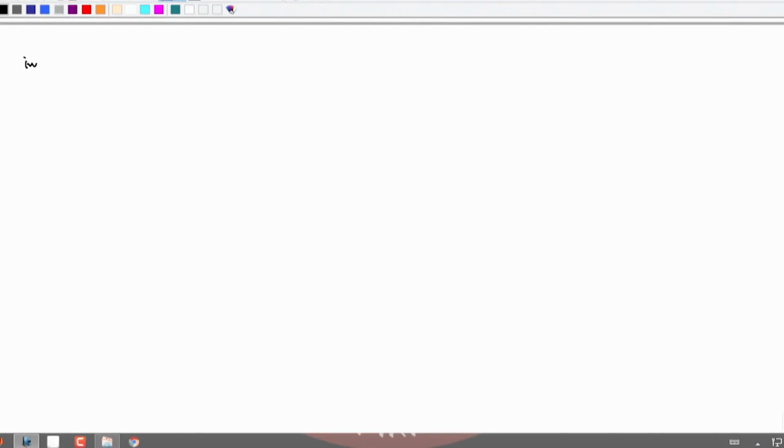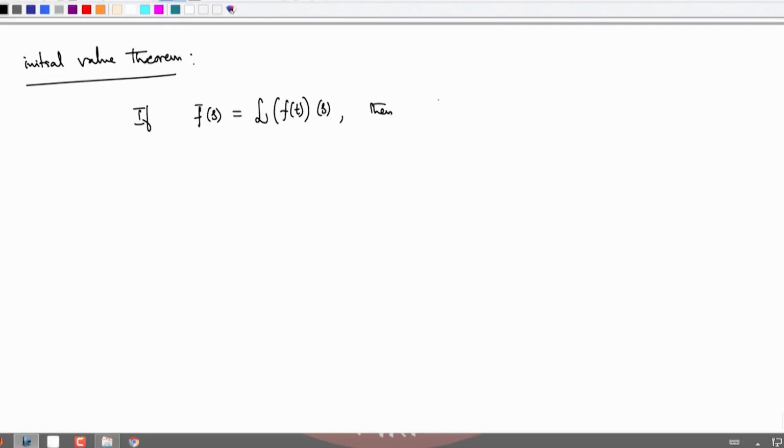So, let me write this initial value theorem. It tells you that if f bar of s is the Laplace transform of f of t, which is a function of s, and if it exists, then the limit as s goes to infinity of f bar of s is equal to 0.